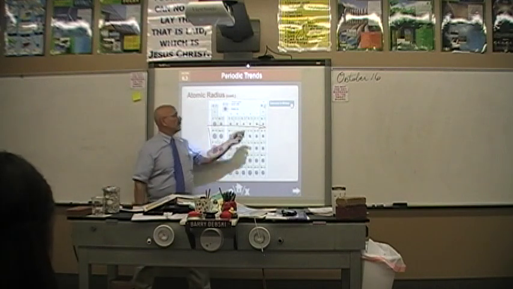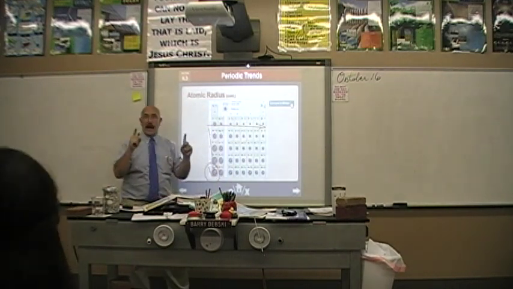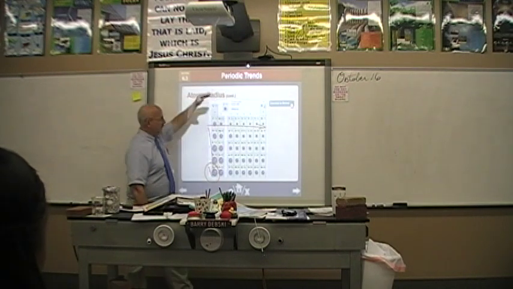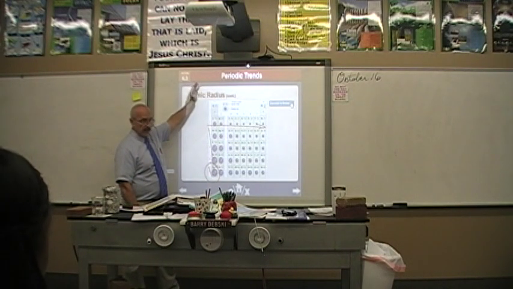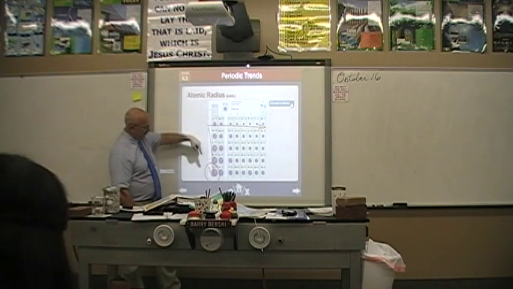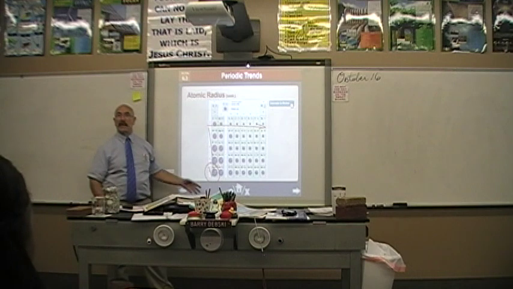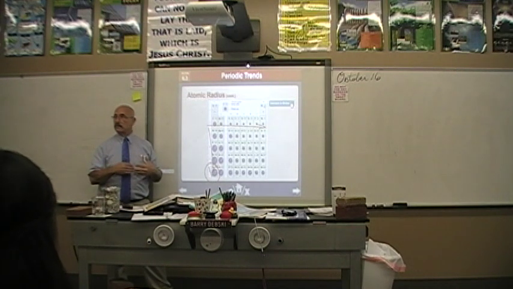What's the smallest one? Helium. If you can remember that fact, you'll always remember the smallest are on the right-hand side and the smallest are at the top. The biggest are on the left-hand side and the biggest are at the bottom. Okay? Tiniest, biggest. And that tells you your trend. Good?